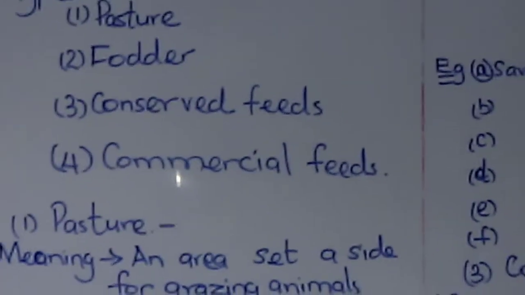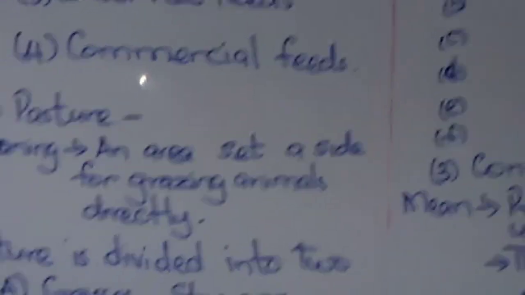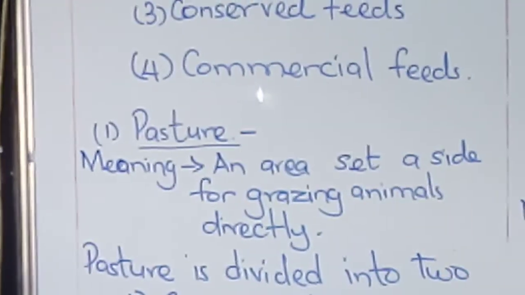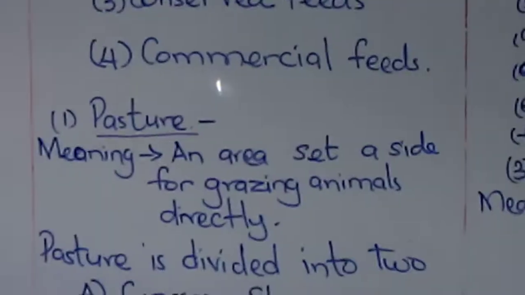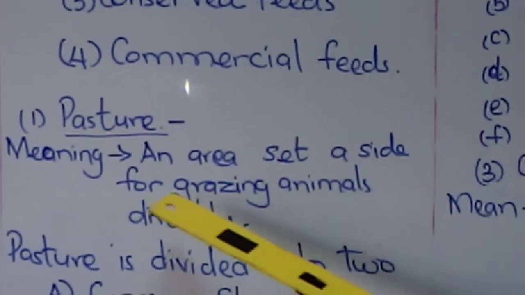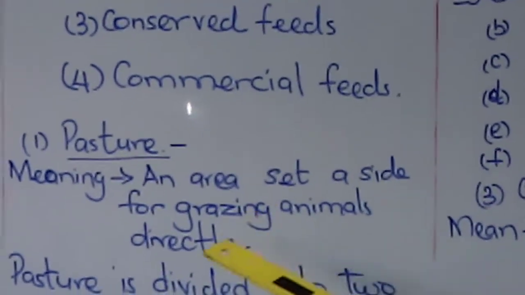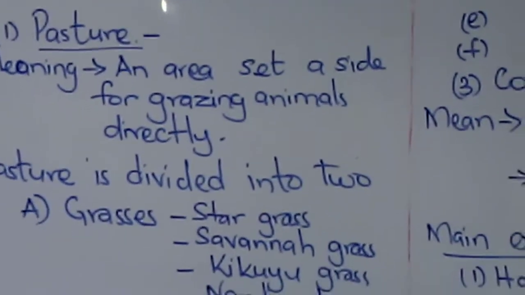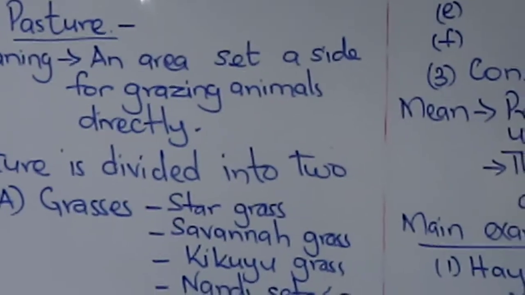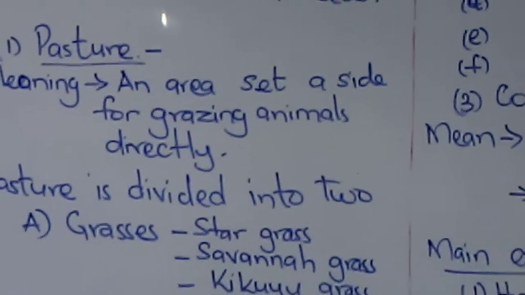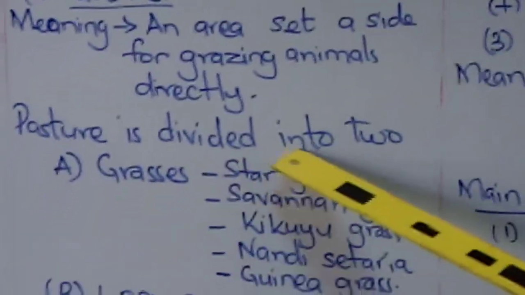Now we want to look at pastures as animal feeds. I have written the meaning of the word pasture. Pasture means an area set aside for grazing animals directly. Remember, it's directly: the animal itself grazes, eating the grass from the ground directly. That is a pasture. We have so many pastures in our area. And a pasture is divided into 2.